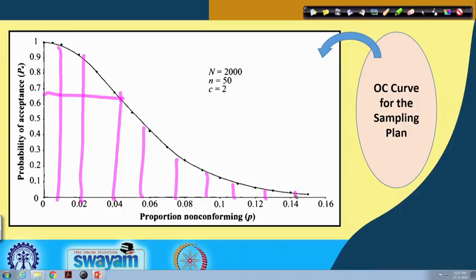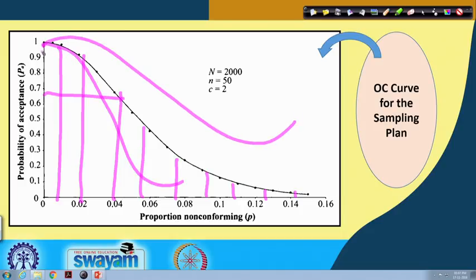But obviously you cannot have the same shape. You may think about a shape like this, a shape like this, a shape like this, and if you go steeper, then your discriminatory power increases. So it all depends on what your quality characteristic is and what could be the consequences of accepting a bad quality part or rejecting a good quality lot. Depending upon that, you need the discriminatory power of your acceptance sampling plan.